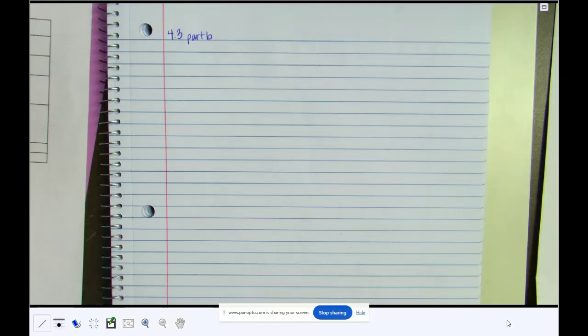Hey, so we did 4.3 at the very beginning because, like I said, it requires you to have a working knowledge of sine, cosine, and tangent. Yep. But there are some other parts to 4.3 that we need to talk about.